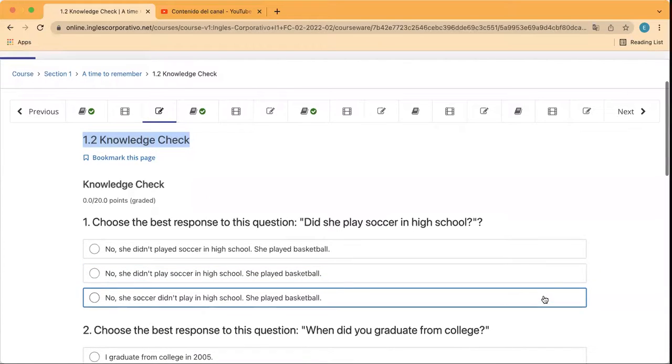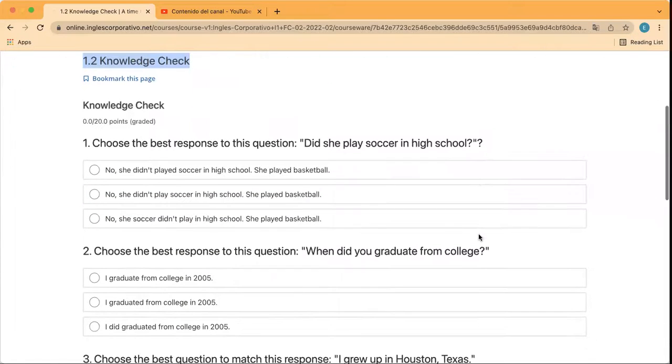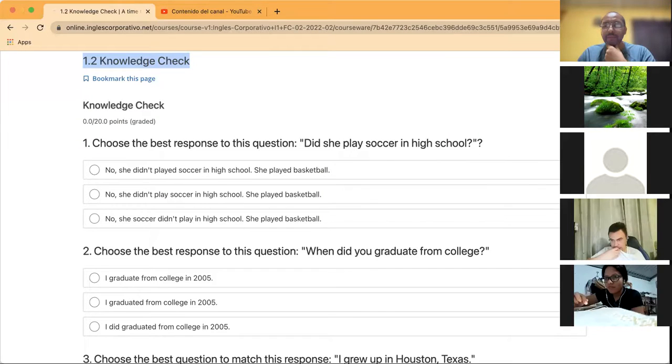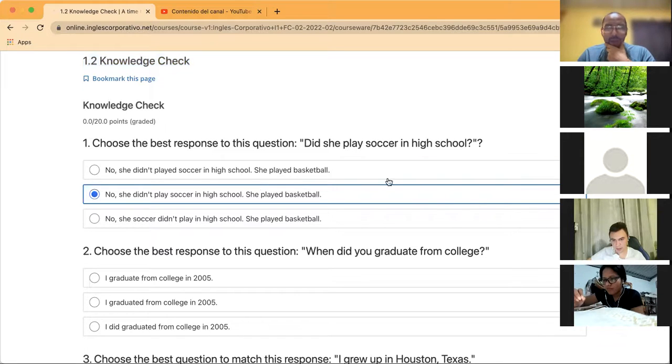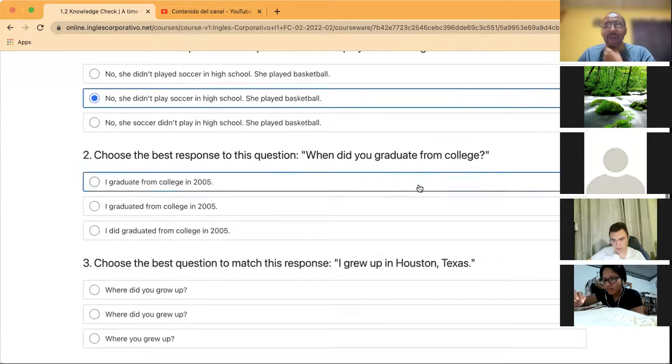Okay, let's check the answers to make sure everything is okay. Number one, who would like to do number one? The second one. Okay, please read it, Stephanie. Did she play soccer in high school? No, she didn't play soccer in high school. She played basketball. Thank you very much. Good job, Stephanie. All right, who's number two?